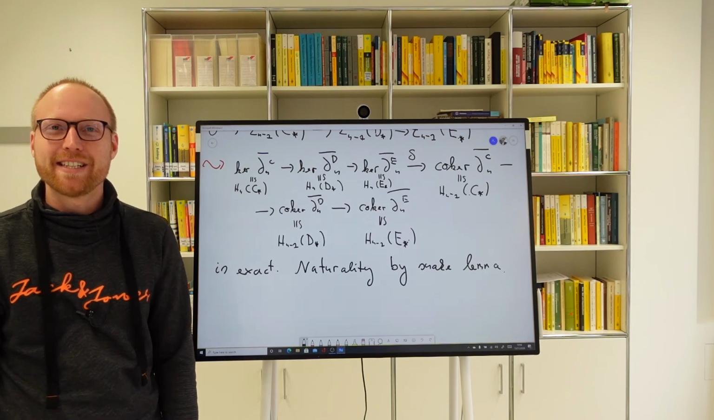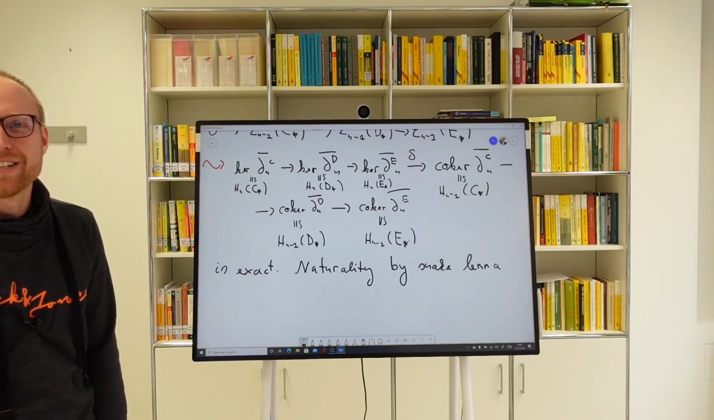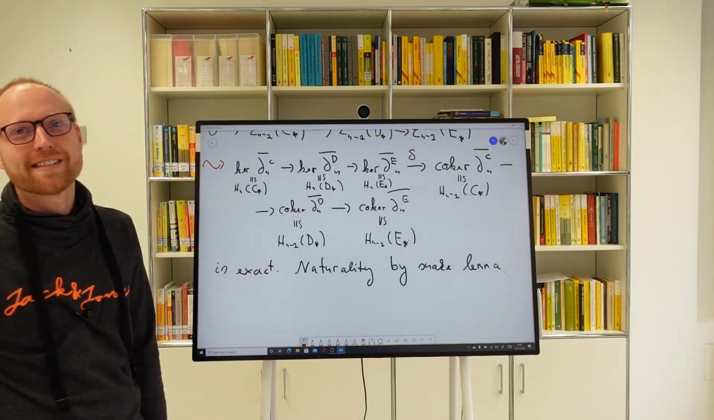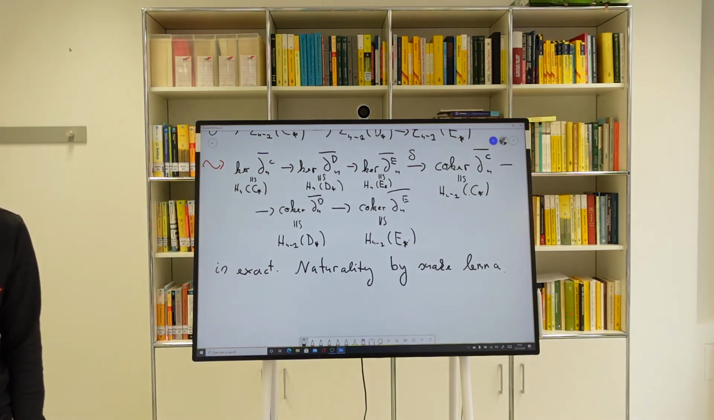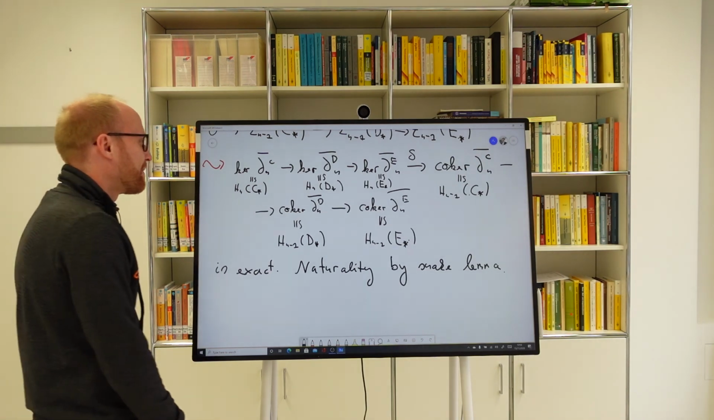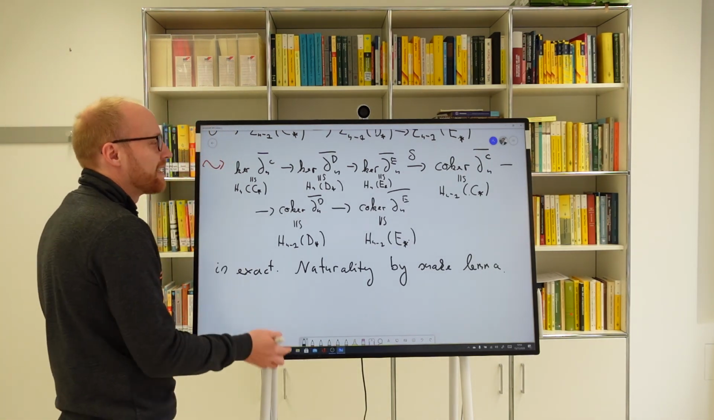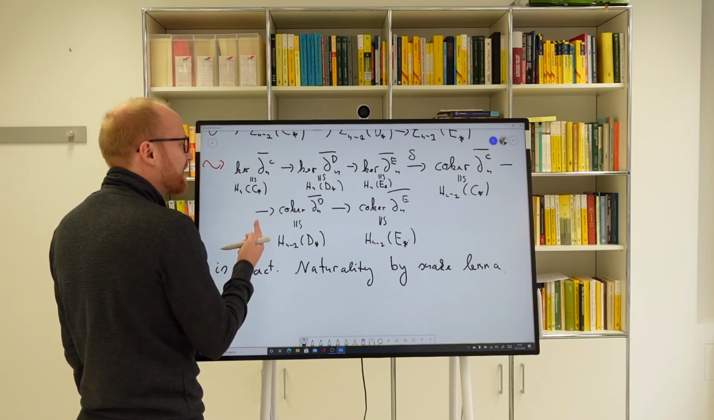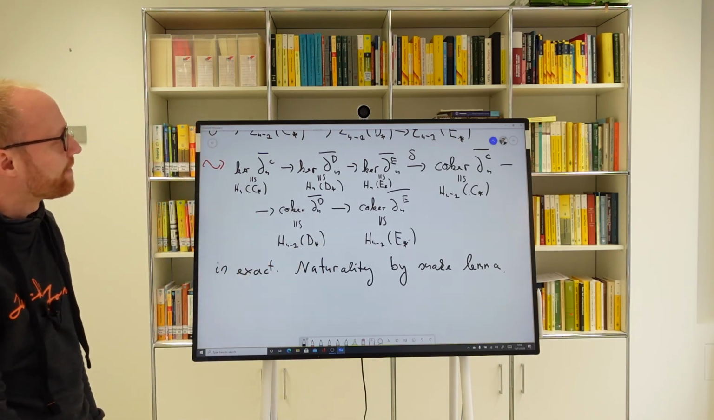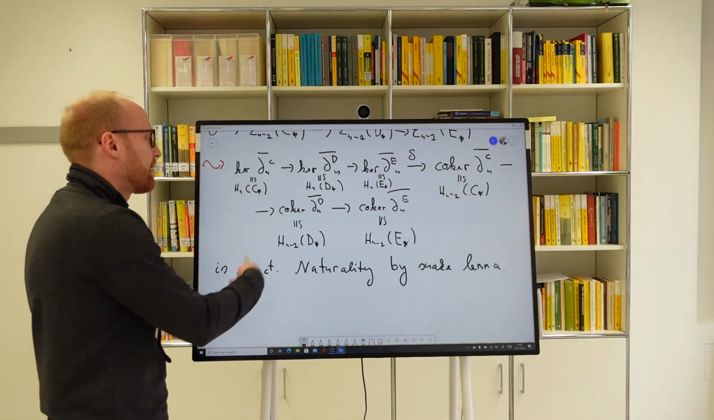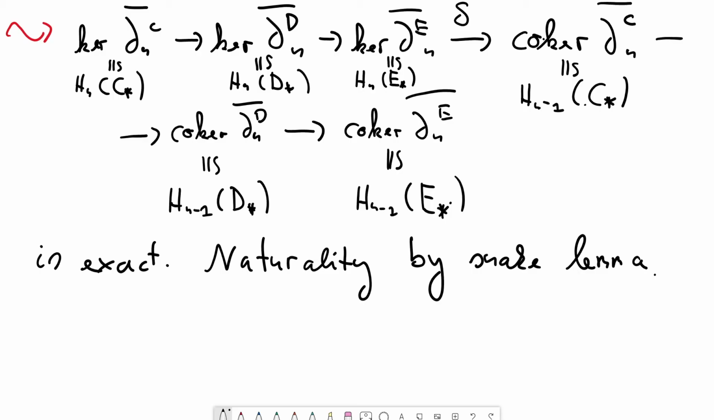You've got a category of short exact sequences of chain complexes and morphisms between them, and then you've got a category of long exact sequences and morphisms between them. And I think the naturality statement just says that this long exact sequence construction is functorial. But anyhow, so it's clear what it means. You've got this horizontal commutative ladder of long exact sequences, and we get this out of the snake lemma here.